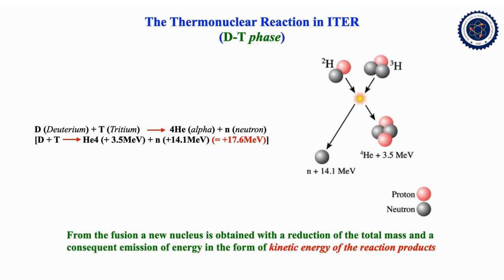The total mass of the reaction products, neutron plus helium-4, is less than the mass of the initial components, deuterium and tritium, due to the celebrated Einstein relation, and the difference is in the form of kinetic energy. The kinetic energy is the gain of the reaction. So ITER converts the kinetic energy into energy to be used for producing electricity.